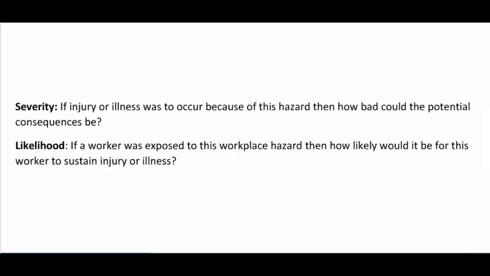Hazard assessment. Once hazards are identified, they are then subjected to a hazard assessment. This is simply a process of determining how bad these hazards can be by assessing them against two key variables: severity. If injury or illness was to occur because of this hazard, then how bad could the potential consequences be? Likelihood. If a worker was exposed to this workplace hazard, then how likely would it be for this worker to sustain injury or illness? It is important to note that these assessments are informed by experience and consultation, but remain largely subjective.